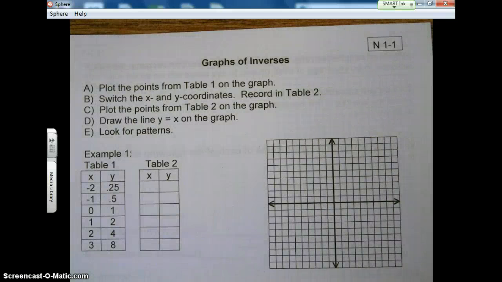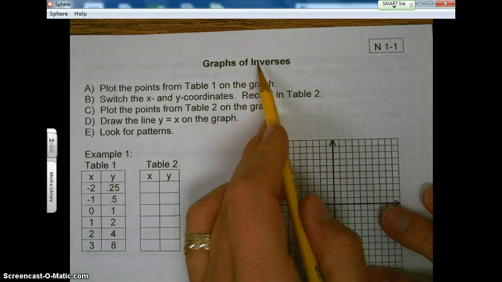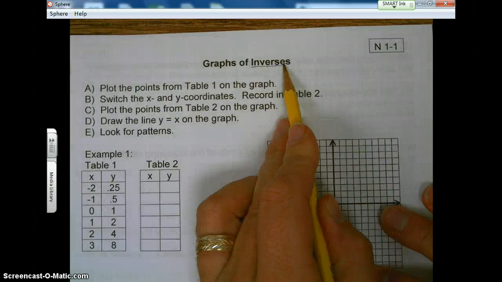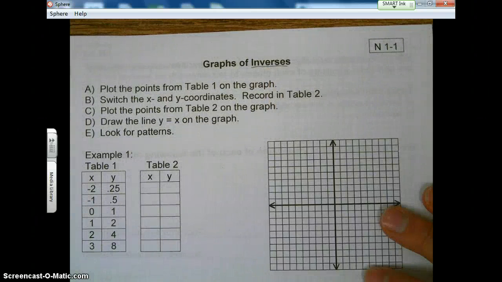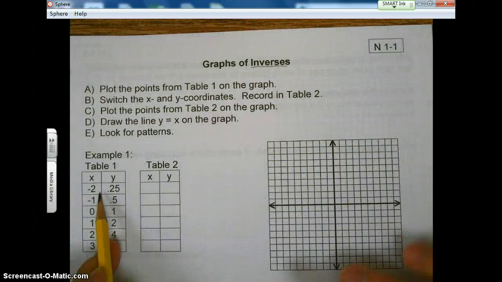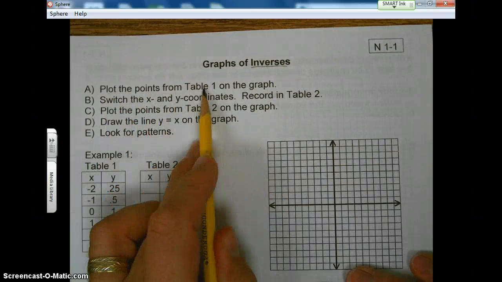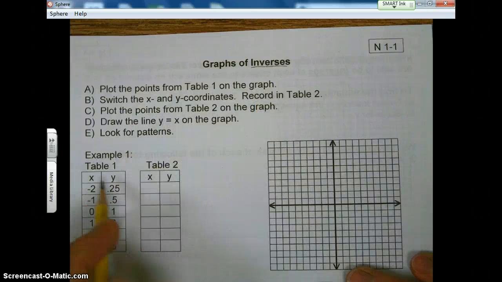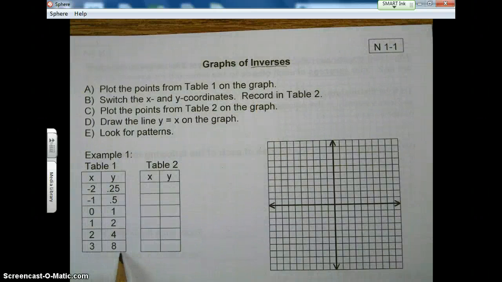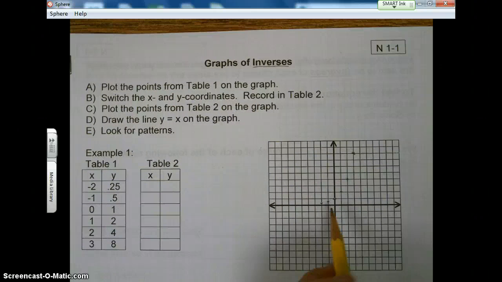Graphs of inverses. So, to find an inverse of a function, if you're given a table, what we want to do is, it says plot the points from table 1 on the graph. So we're going to start off by plotting these points. You may want to pause the video and plot these points.